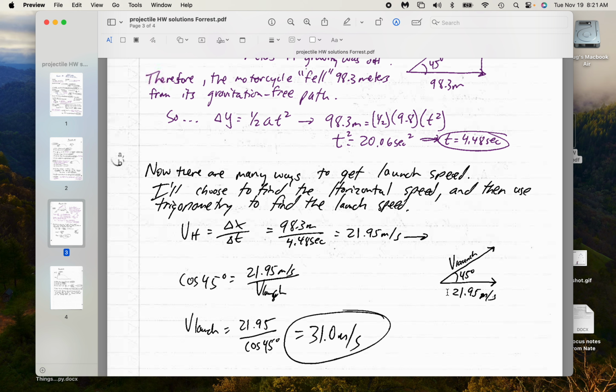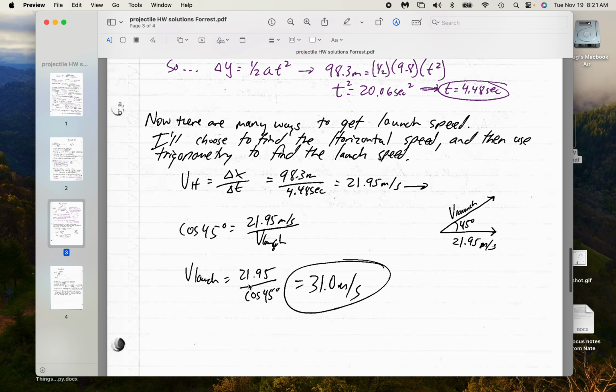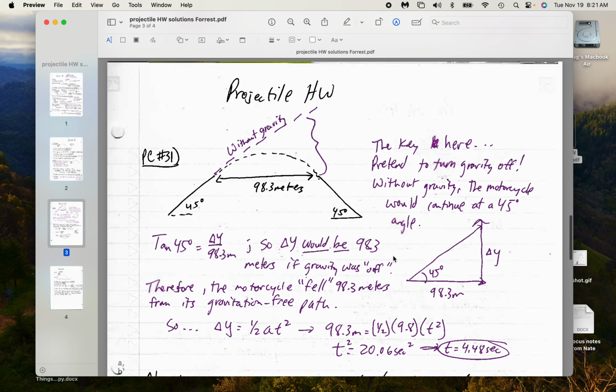So you could do this a couple different ways. I realize that the cosine of 45 degrees is equal to 21.95 over the launch velocity. So I put v launch is equal to 21.95 over cos 45, rearrange it, algebra here. So that comes out to 31 meters per second. Again, there's a couple ways you could have done this last spot once you figured out the horizontal velocity. So that's tricky, but thinking about gravity off is sometimes a very useful thing to do from a comparison standpoint in terms of vectors. Thanks, and I hope these helped.